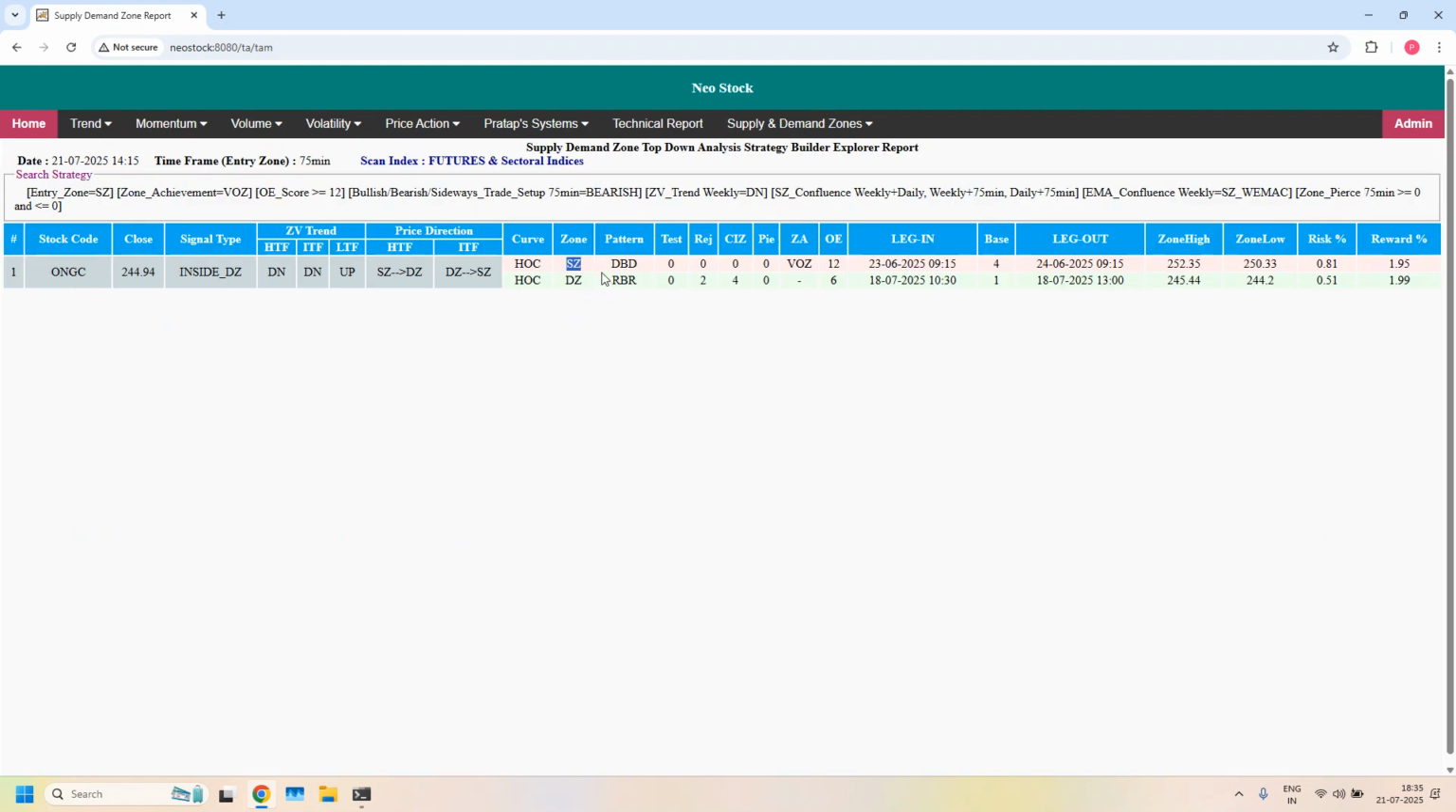That way this 75-minute supply zone might be having more high probability to get success, provided less than 20 checklist items are satisfied. Otherwise there are higher chances this zone might be violated. So this is about the bearish trade setup for a weekly income trade. Okay, we have completed weekly income trade report generation. Next we will look into daily income trade reports.